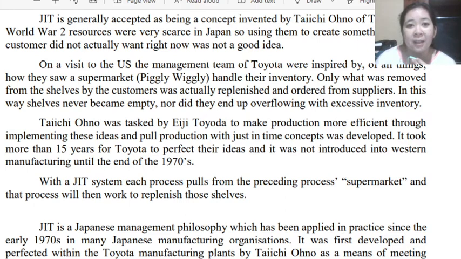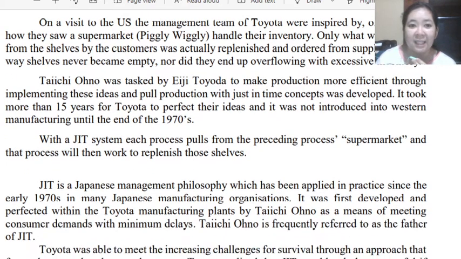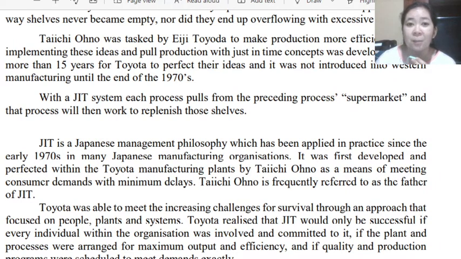So here they implemented these ideas in full production with just-in-time concepts, and from this they developed the just-in-time system. It took more than 15 years for Toyota to perfect their ideas, and it was not introduced into Western manufacturing until the end of the 1970s. So with a JIT system, each process pulls from the preceding process, the supermarket idea where they've taken this, okay, and that process will then work to replenish those shelves. So this is where they actually got their idea.